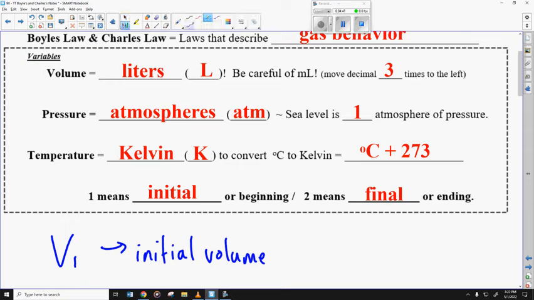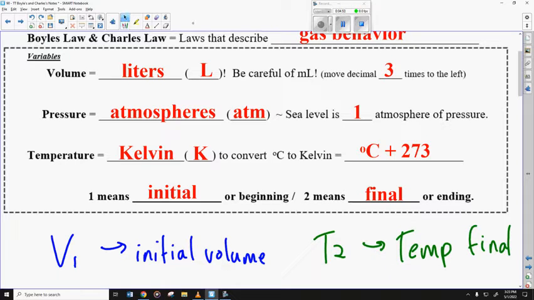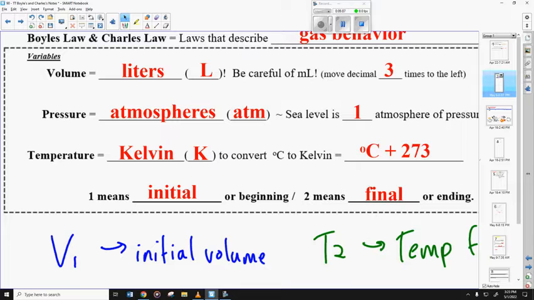Or you could see something like T2, and that would be the temperature at the end of the problem, or the final temperature. That's just the format we use to make things simple and clear. So ones and twos, when they're a little subscript right after a variable like volume, temperature, or pressure, are just referring to the beginning or end of the problem. You'll see plenty of examples of that coming up.